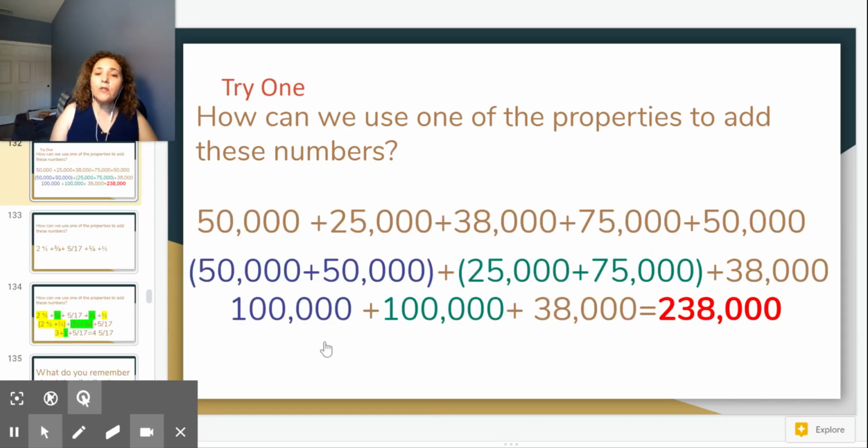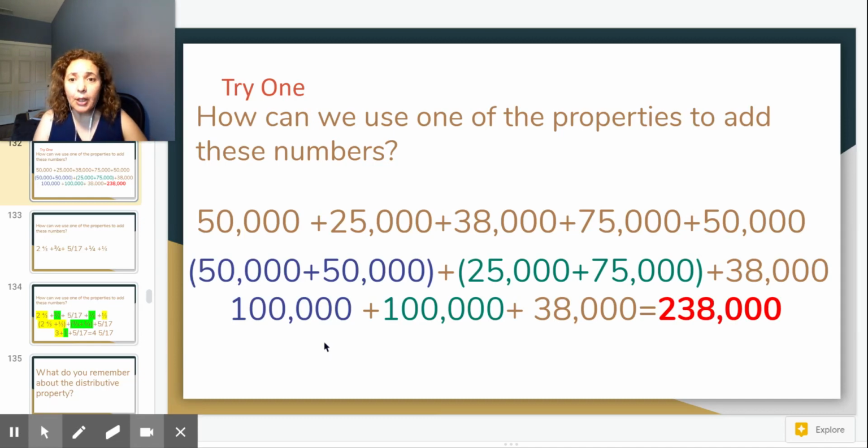All right, so I used the associative property to group these together. I did 50,000 plus 50,000. I got my 50,000 and 50,000 and grouped those two together. Then I grabbed my 25,000 and my 75,000 and grouped those two together. And then I left my 38,000 alone.